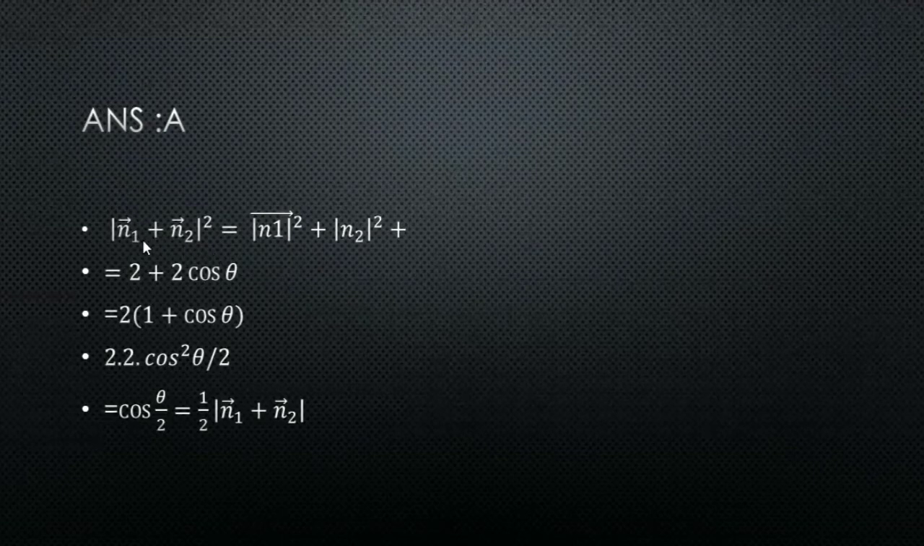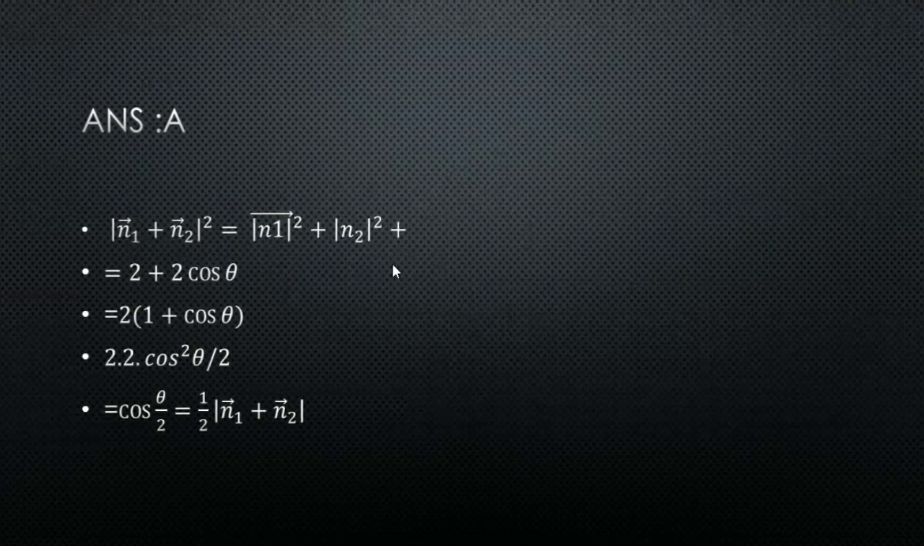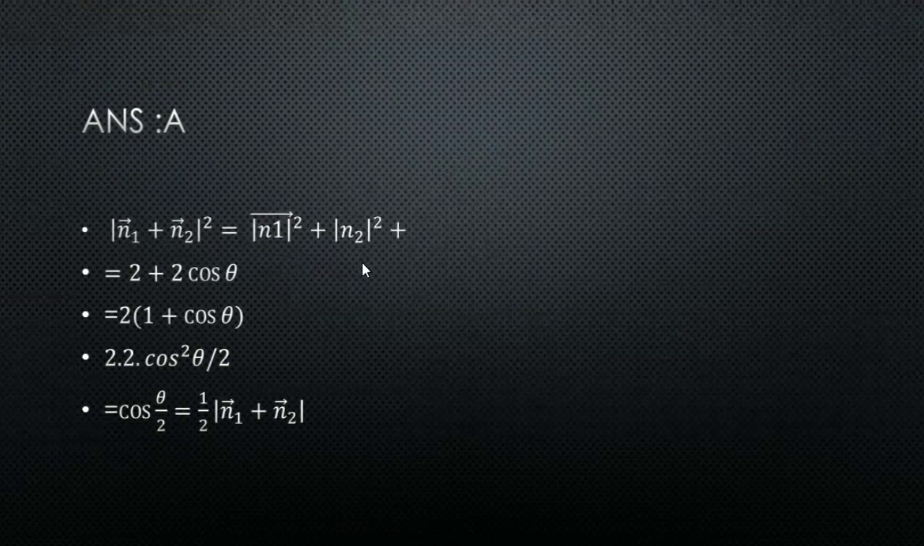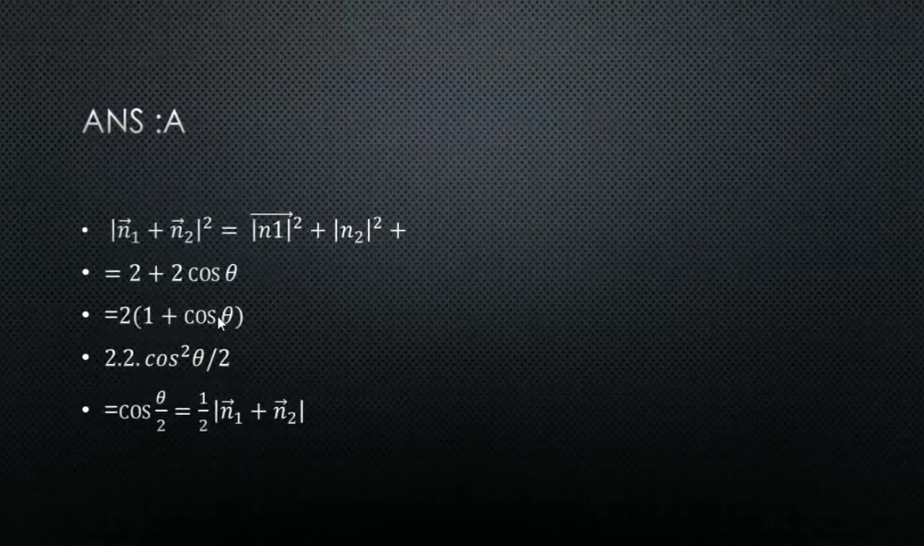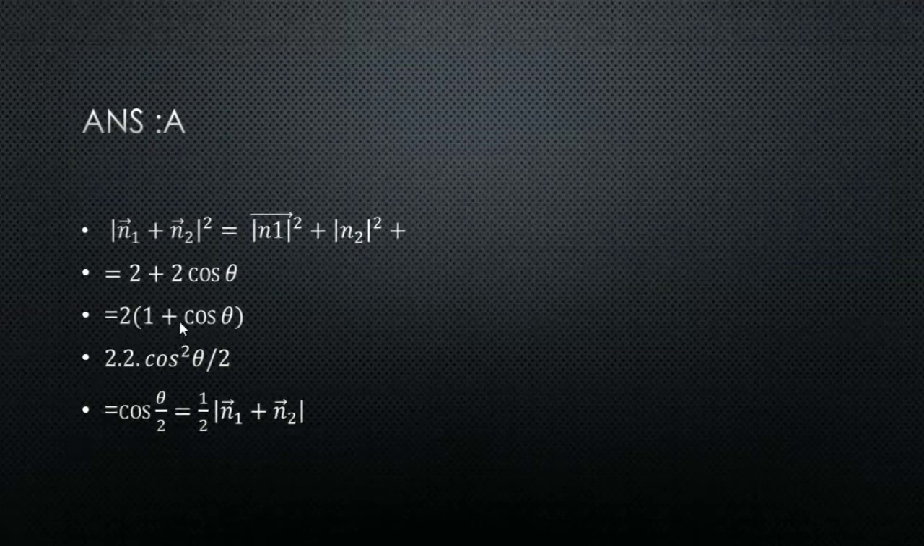See, magnitude of n1 plus n2 whole square is equal to magnitude of n1 square plus magnitude of n2 square plus 2 into n1 dot n2. Okay, 2 n1 dot n2. So this is 1 and this is also 1, similar to the previous problem. Plus this will be 2 into cos theta. Cos theta is the angle between n1 and n2, right? So if you take 2 common, it will be 1 plus cos theta. So this is equal to 2 into 1 plus cos theta.